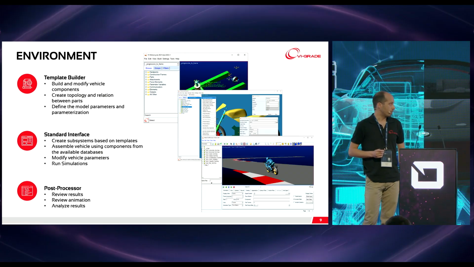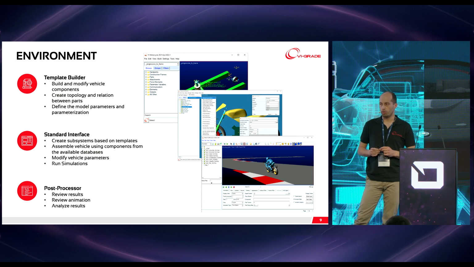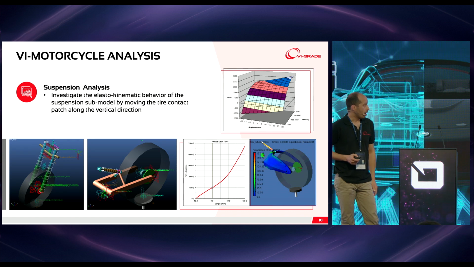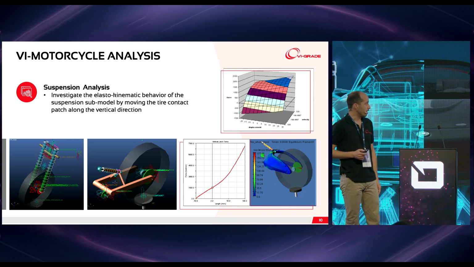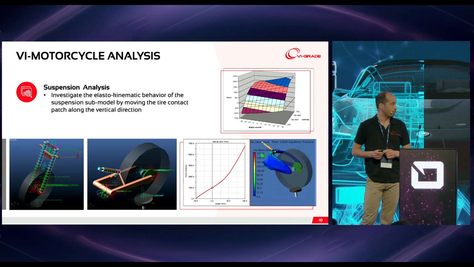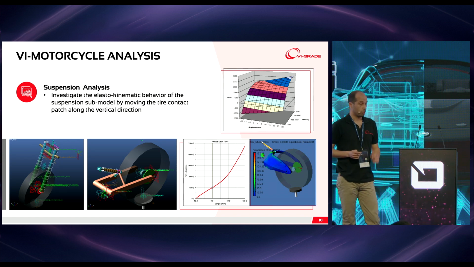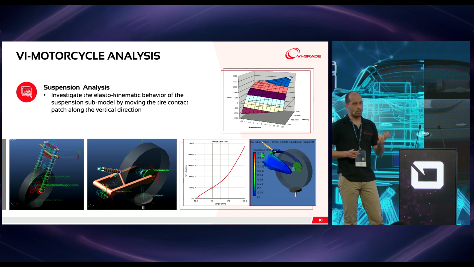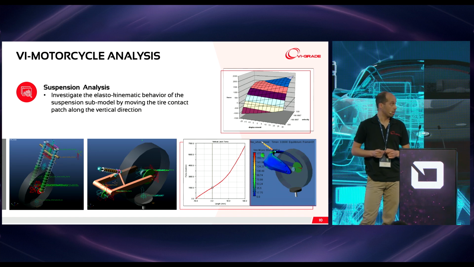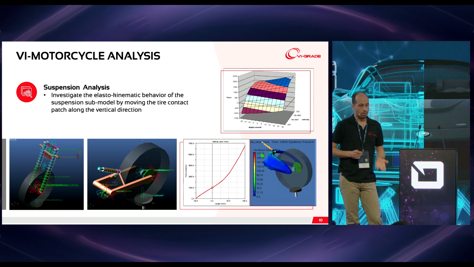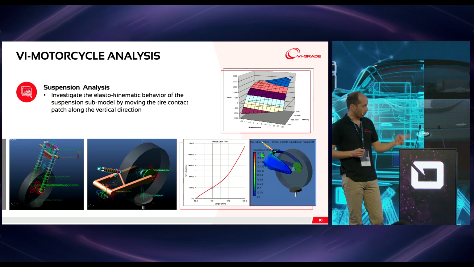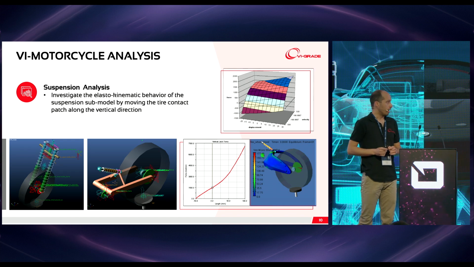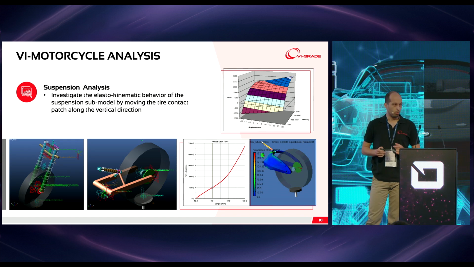Once the simulation has been run, in the post-processor, you have the possibility to review the simulation results and plots, or analyze results. Now we'll move with a panoramic of the analyses that can be run in VI Motorcycle. Let's start with suspension analysis that allows to investigate the elastokinematic behavior of the suspension. It's, in this case, a static analysis in which you can move the pad up and down and check the resulting suspension curves.